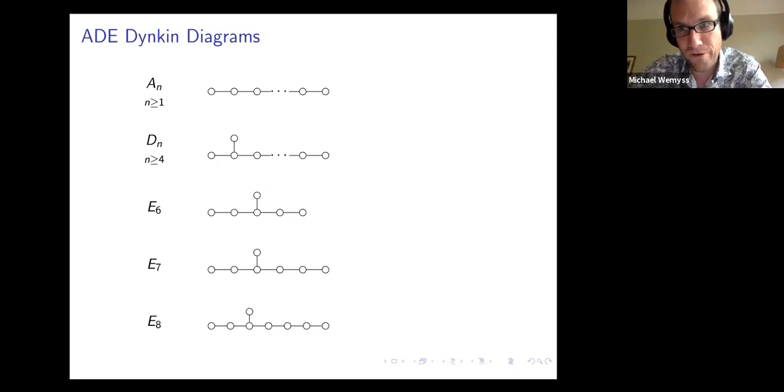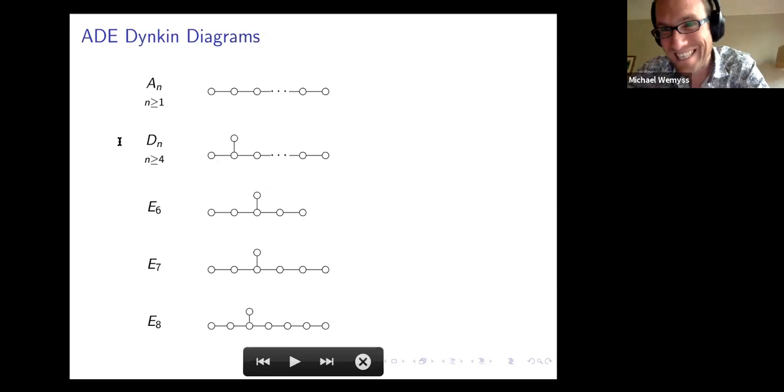So let me just talk you through a few of the features of ADE Dynkin diagrams. The first feature is that there's not that many of them, right? Essentially, they come in one of 5 things, but that's a little bit misleading. The first one is something called type A.